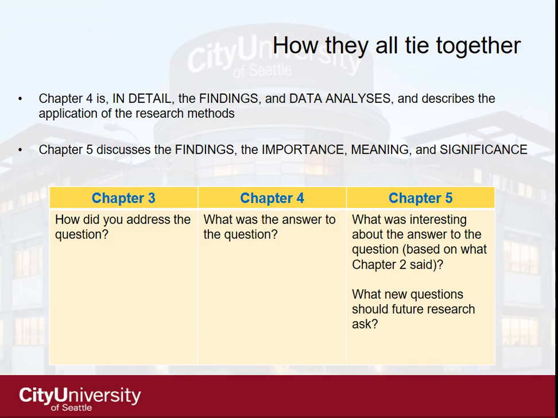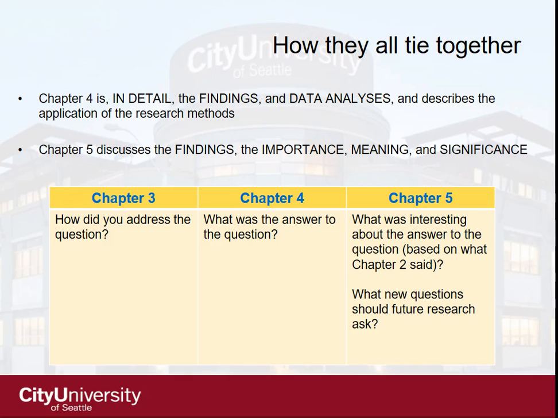If you look at the chart here, there's a way to think about this. Chapter 3 is how do you address the question. Remember, we're talking about the problem statement, which leads to the purpose, and then the research question or research questions. Chapter 3 is about how do you address the question. That's the research question. Now, how do chapters 4 and 5 tie into that?